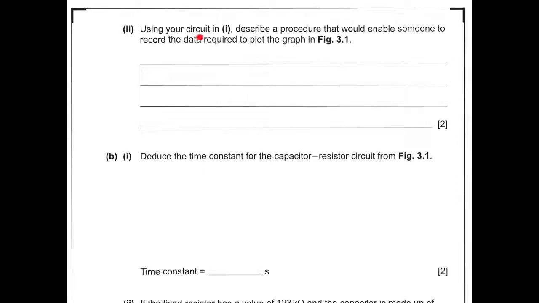Using your circuit in 1, describe a procedure that would enable someone to record the data required to plot the graph of figure 3.1. So figure 3.1, remember, is this voltage over time graph, so that tells us immediately what we're needing to measure. So you would charge the system and then switch it to discharge, and the idea then is that you would record that voltage regularly.